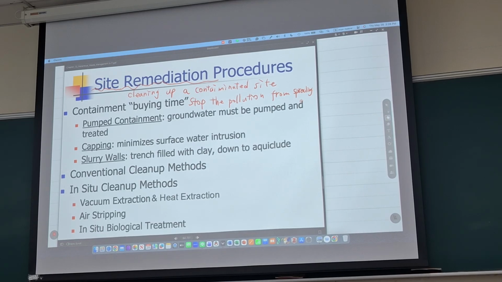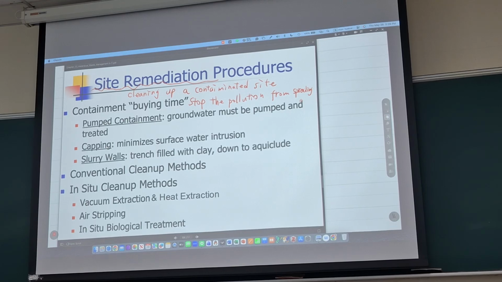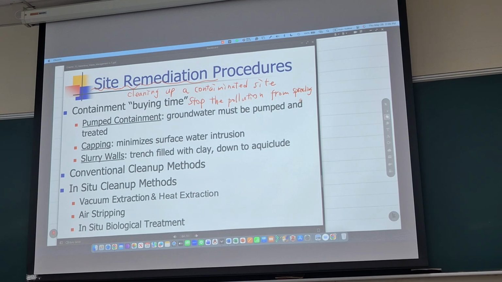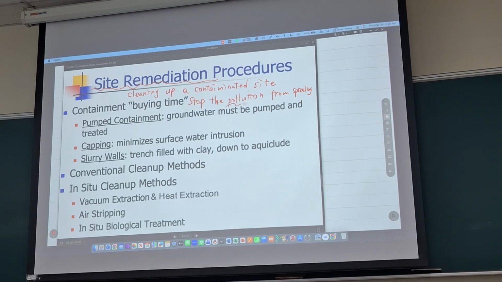So the contaminated groundwater is pumped out and treated. The groundwater must be pumped and treated to prevent spreading.